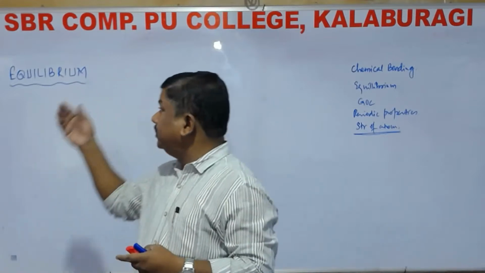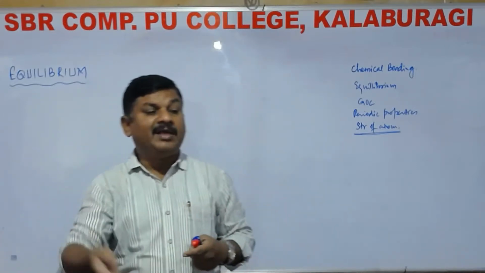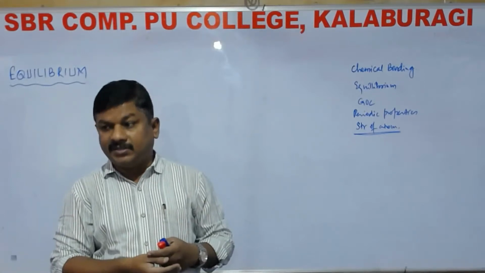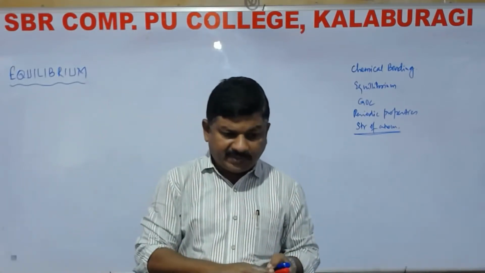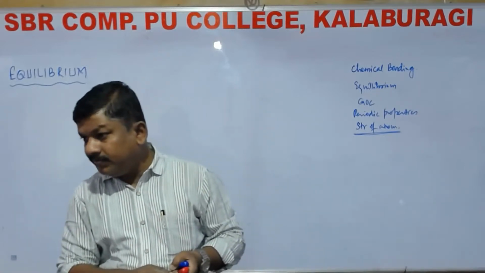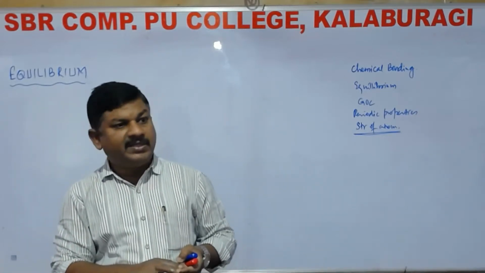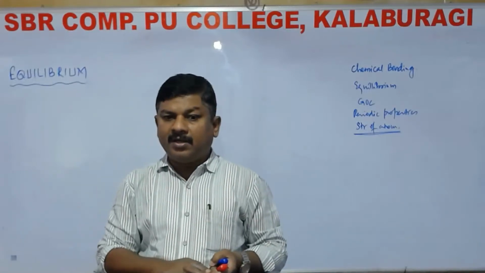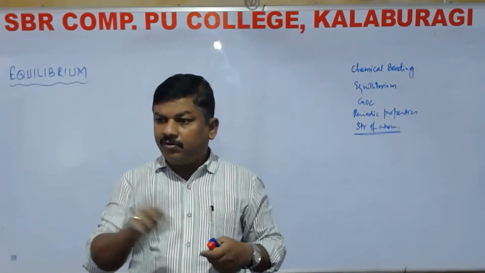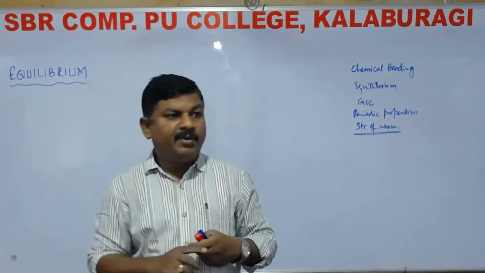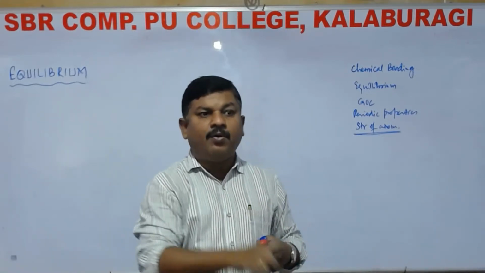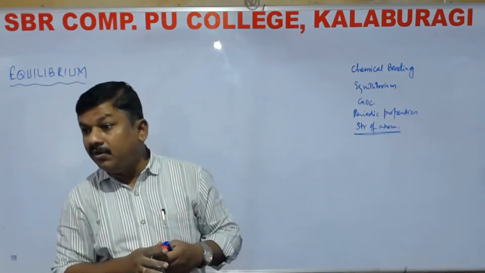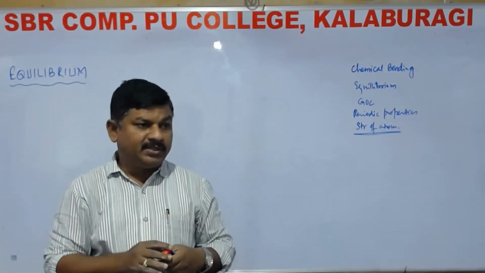After that, how the concept of equilibrium takes place in chemical systems, chemical reactions. Based upon equilibrium, reactions are classified into two types: reversible and irreversible reactions. What is reversible? The reaction which proceeds in both directions, forward to backward and backward to forward. What is irreversible? One which takes place in only one direction.